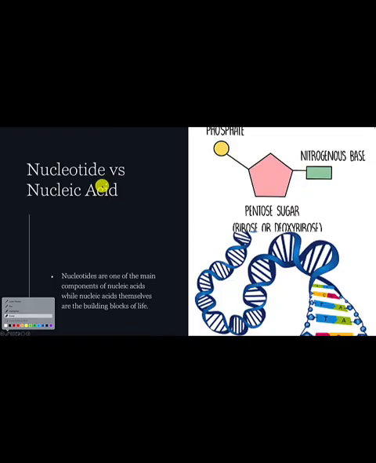So if we look at a nucleotide, it is basically the main component of nucleic acids, and it is the building block of our DNA. So a single nucleotide looks like this. It has a phosphate, it has a sugar group, and it has a nitrogen base.